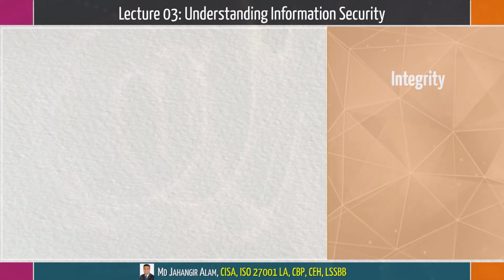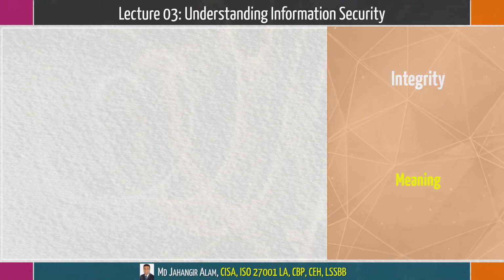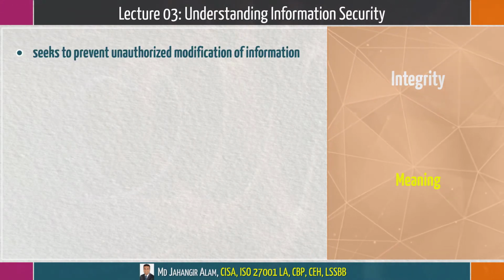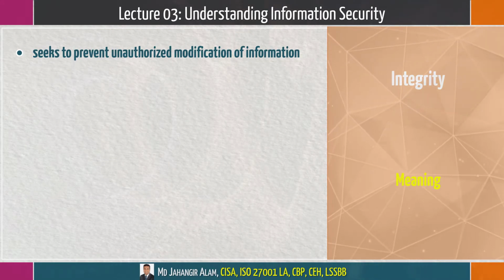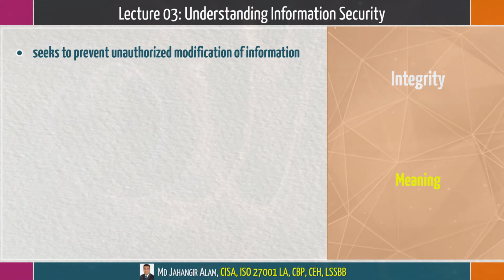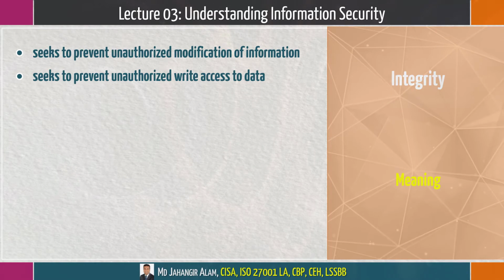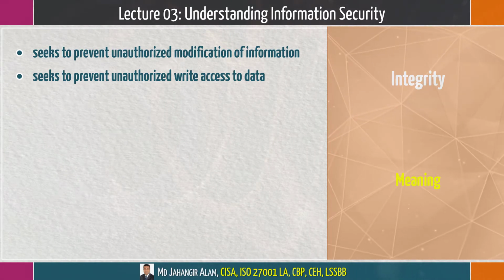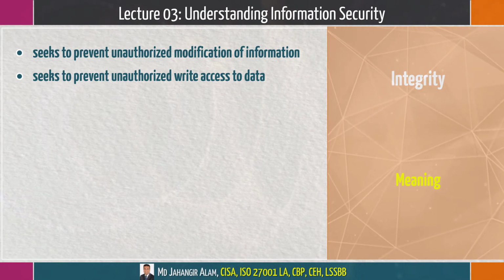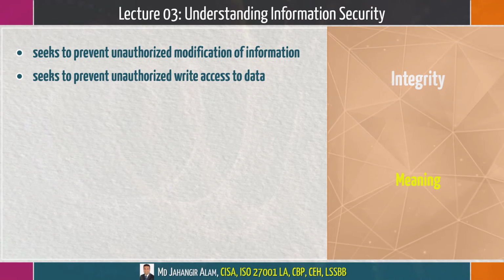We will now review integrity. What do we mean by integrity? Integrity seeks to prevent unauthorized modification of information. Information should only be modified in an authorized manner, whether the changes are made manually or automatically. Integrity seeks to prevent unauthorized write access to data. Remember that integrity aims to prevent unauthorized write access, whereas confidentiality seeks to prevent unauthorized read access.